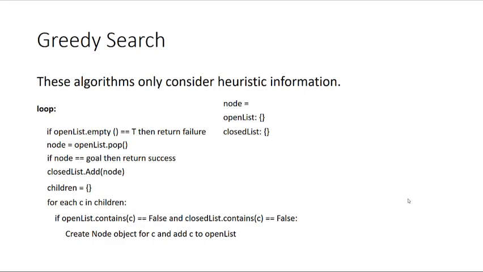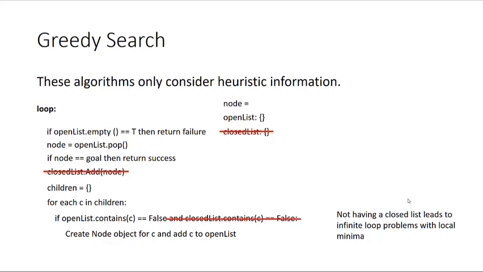There can be a lot of greedy search algorithms, and they're any algorithms that only consider heuristic information. With uninformed search, we were only considering path cost information. With greedy search, we're only considering heuristic cost information. One of the things that changes here is that we don't maintain a closed list. Here we only maintain an open list, and whenever we pop off the open list, we do that based on the lowest heuristic cost.